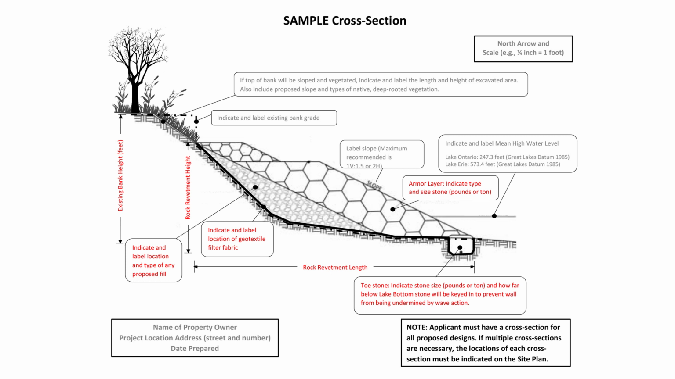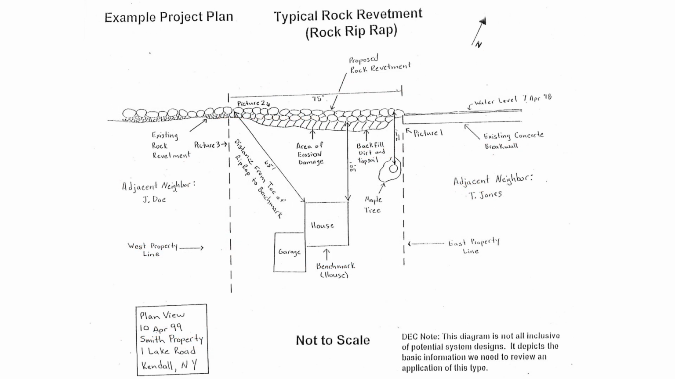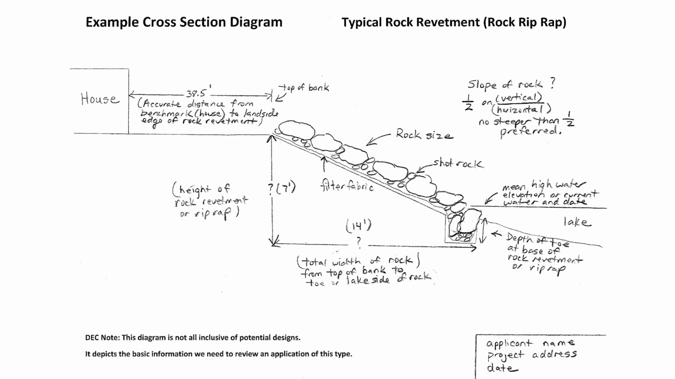The cross-section may be hand-drawn but must show all work and the mean high water line. The plan and cross-section drawings must show the location of the existing shoreline compared to the proposed work. These two plans are hand-drawn examples of plan and cross-section views and the information they should contain.